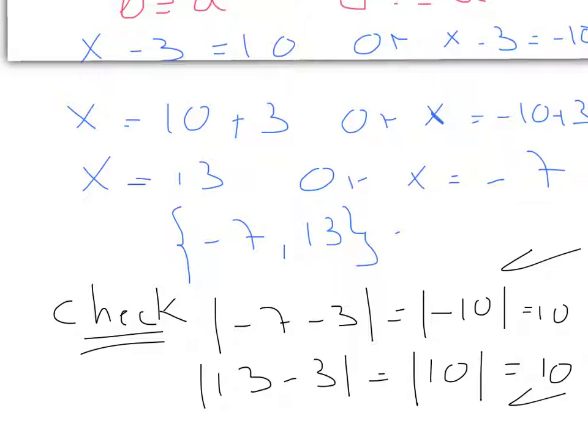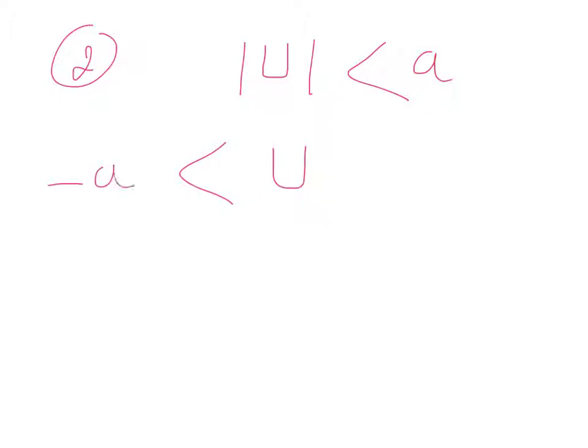Let's move to inequality. Now we're going to solve inequalities involving absolute value, and we have this second rule. If we have the absolute value of u less than a, it means u is between minus a and a, and even if we have equals, it will be the same thing; it will be applied to both sides. All right, let's take this example.